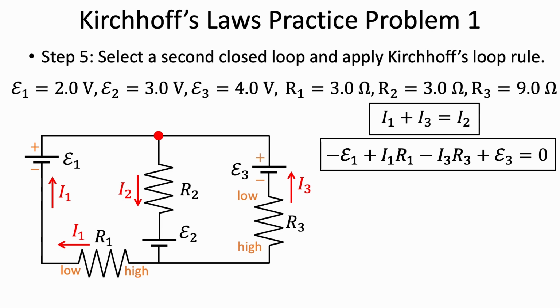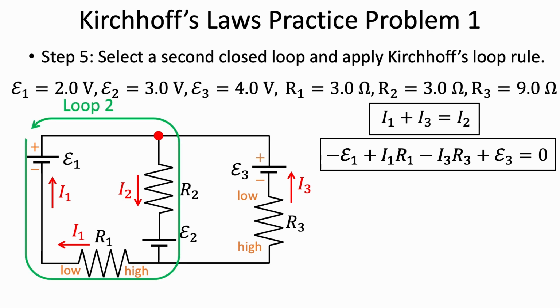In step 5, we need to choose a second loop and apply Kirchhoff's loop rule. I will choose this smaller loop, starting from the same location as before and moving in the same direction, which is counterclockwise. Because the way I travel across the battery with voltage E1 and resistor R1 is exactly the same as how I traveled when we analyzed the first loop, the first two terms are exactly the same as the equation for loop 1. For the battery with voltage E2, I move from negative terminal to the positive terminal, making the voltage change positive E2.